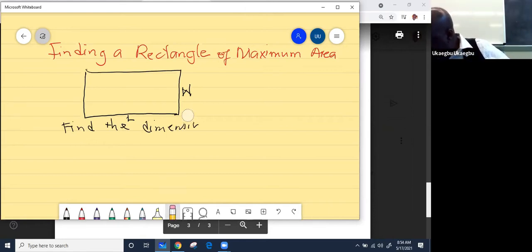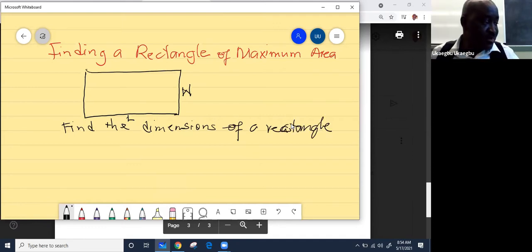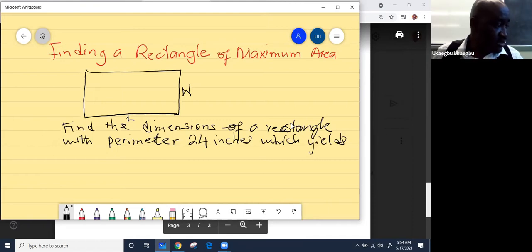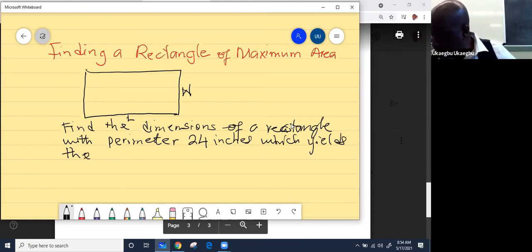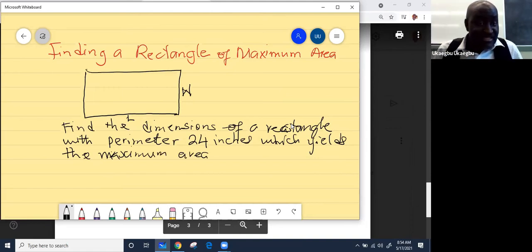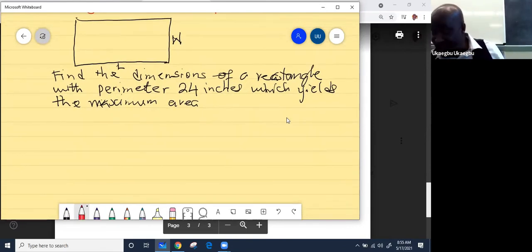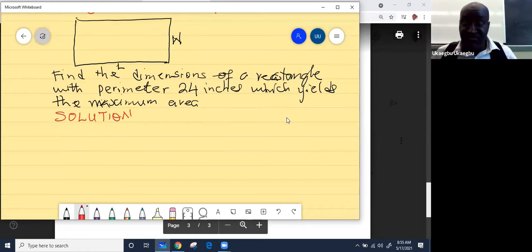So find the dimensions, please correct any wrong spelling, dimensions of a rectangle with perimeter to be 24 inches, which yields the maximum area. If you like, you can put greatest area, maximum area, okay? So that's our goal right now. And remember in our warm-up, somebody gave us a formula. Now let's find a solution to this problem. This is an activity we are going to do right now. So the solution is going to be, somebody gave us the perimeter formula again.